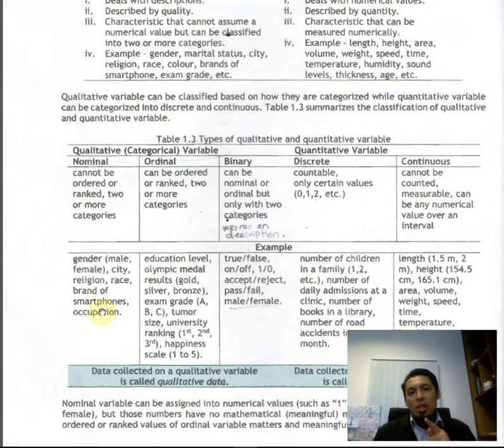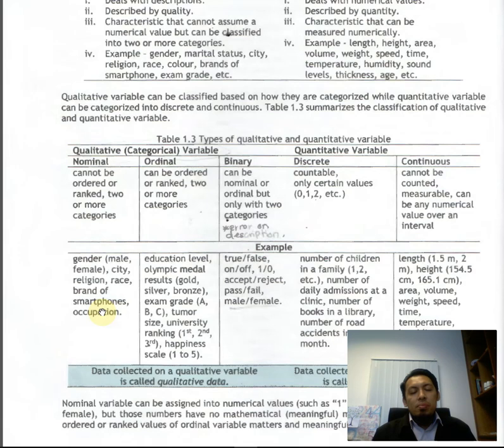However, there is one thing that can be done with nominal, which is count. You can find the frequency, you can count nominal. So for example, I can find out how many male students in my class and how many female students in my class, and that is the only thing that can be done with nominal variables, right? Not really useful, right?